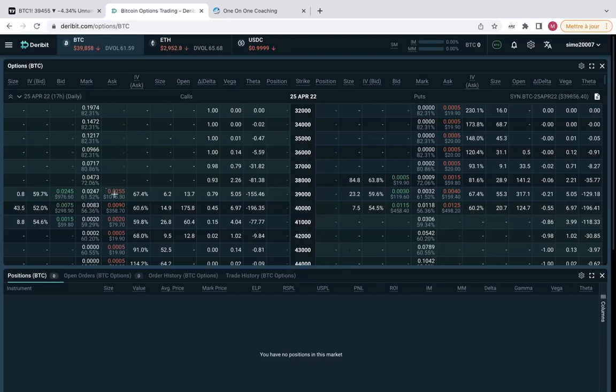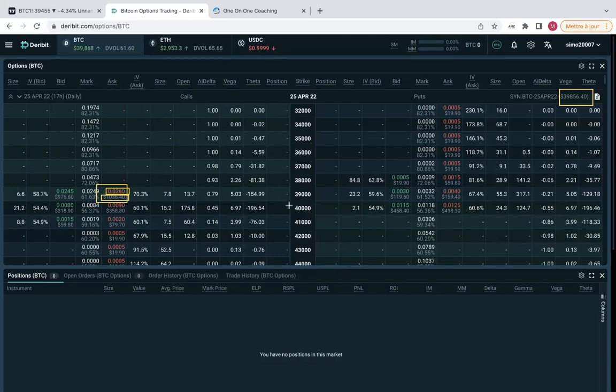For example, 0.0255. What does it mean? It's 0.0255 Bitcoin futures. You should multiply this number by the Bitcoin future price, then to get the $1,000. So here it calculates already for you the price. So here, if you want to buy this one, you click the ask.